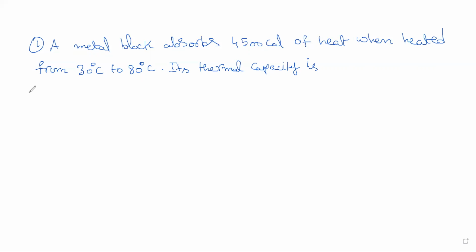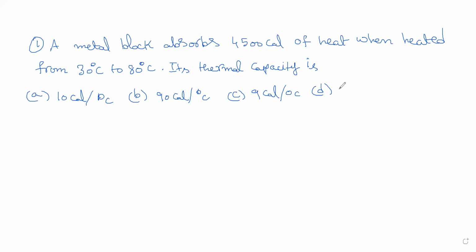Now it can be said very simply, so you can solve the options yourselves. Option A is 10 calorie per degree centigrade. Option B is 90 calorie per degree centigrade. Option C is 9 calorie per degree centigrade. Option D is 45 calorie per degree centigrade. What is thermal capacity?